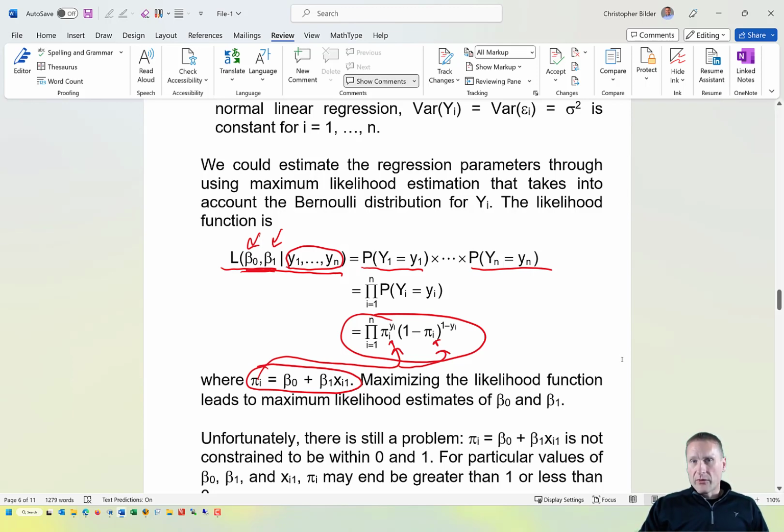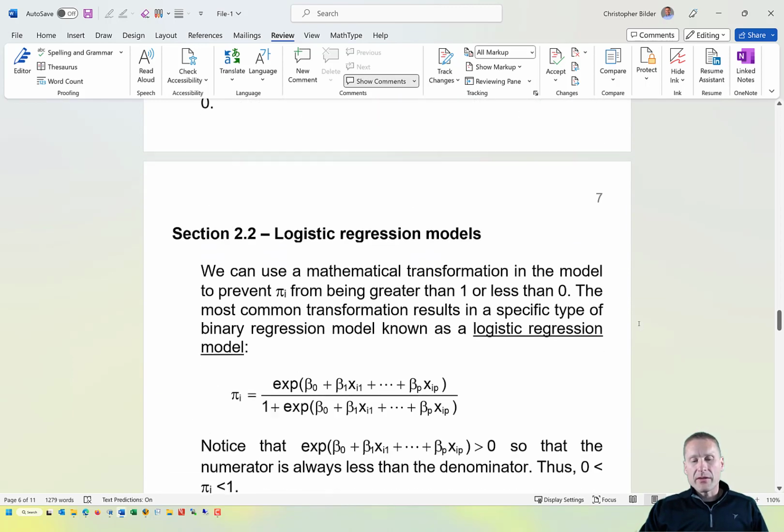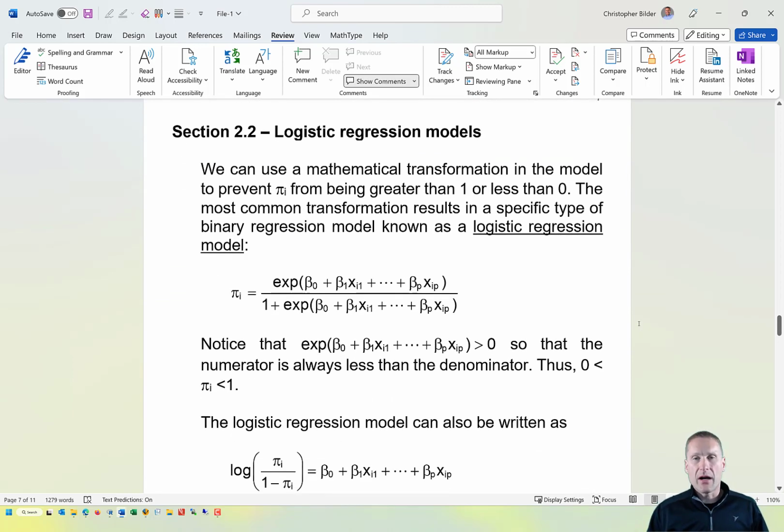Unfortunately, there's still one problem with doing this. And that is, by writing our model like this, we are not constraining it so that pi has to be between 0 and 1. Of course, pi is a probability. Probabilities are between 0 and 1. But you can imagine particular values of x, particular values of beta 1, particular values of beta 0 that lead to negative pi's, or pi's that are greater than 1. And so that is a problem. How do we solve that problem? Well, this is where logistic regression models come into play.